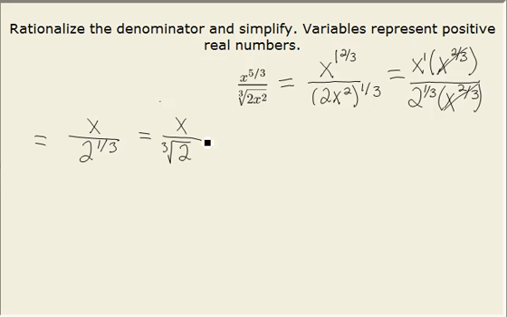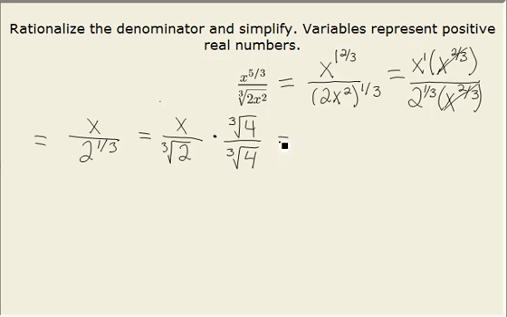Now I have to eliminate this radical because in our task, we need to rationalize the denominator. That's what it means to rationalize a denominator. I need to get rid of this radical. I need to eliminate it from the denominator. So what I'm going to do is multiply our expression by the cubed root of 4 over the cubed root of 4, which I'll explain later.